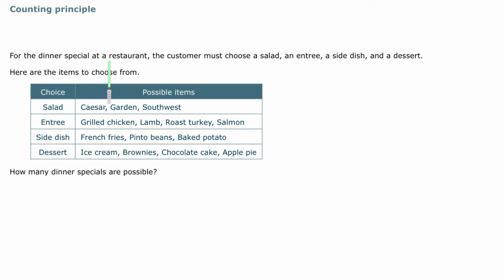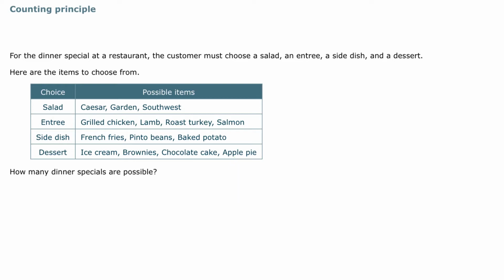For the dinner special at a restaurant, the customer must choose a salad, an entree, a side dish, and a dessert. Here are the items to choose from. For salad choices, you can choose from Caesar, Garden, or Southwest. The entree: grilled chicken, lamb, roast turkey, or salmon. The side dish: French fries, pinto beans, or baked potato. And finally your dessert: ice cream, brownies, chocolate cake, and apple pie.